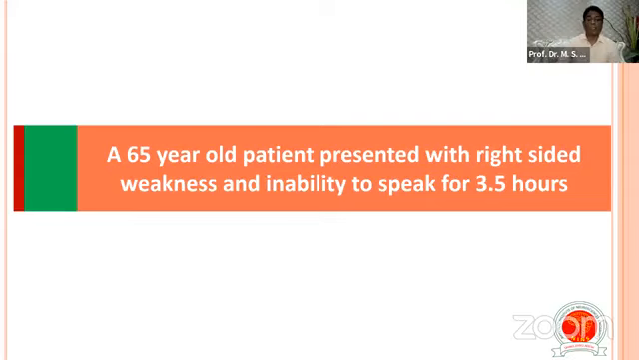A 65-year-old patient presented with right-sided weakness and inability to speak for 3.5 hours.